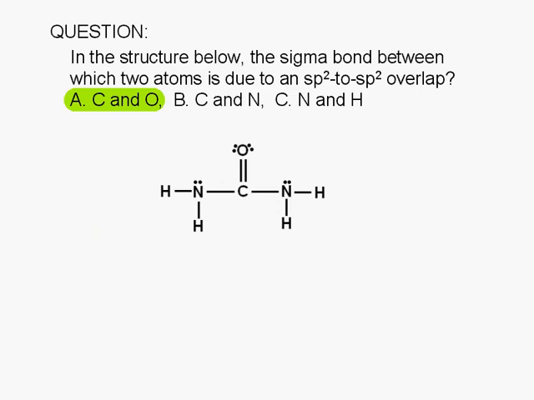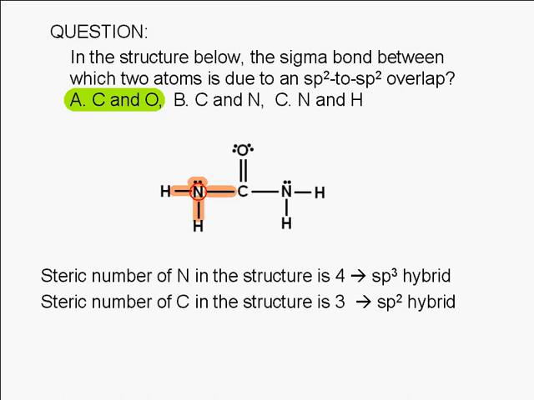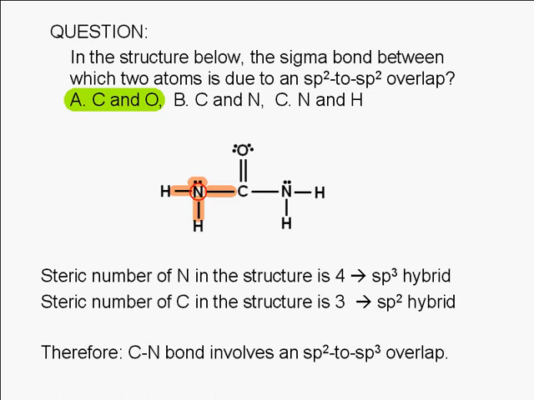What about the carbon to nitrogen bond? Both nitrogen atoms in this structure have a steric number of 4. For example, this nitrogen atom has 4 regions of high electron density around it: 1, 2, 3, 4. When the steric number is 4, the hybridization is sp3. Since the hybridization of carbon is sp2, the carbon to nitrogen bond involves an sp2 to sp3 overlap.